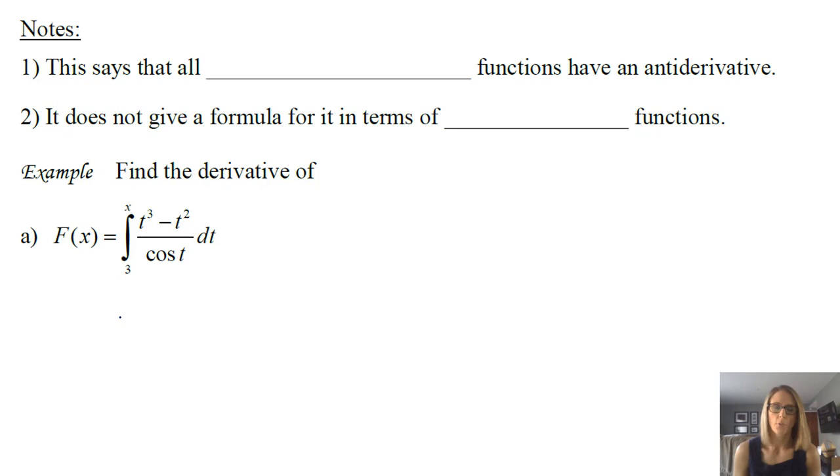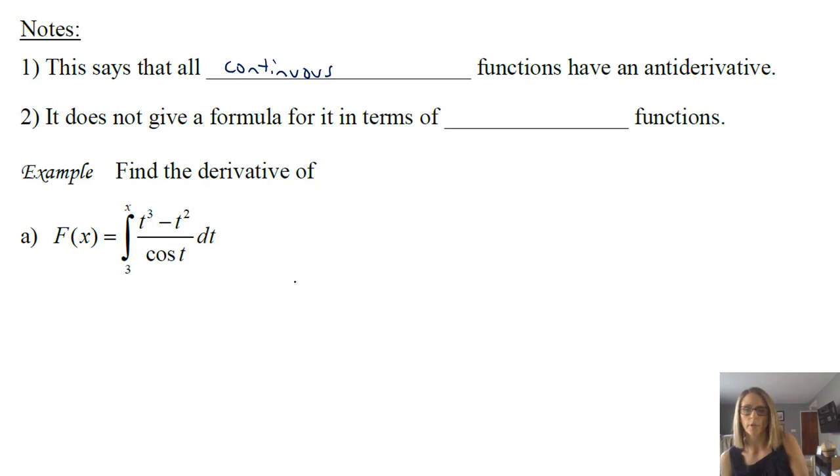Well, first I gotta throw in a couple notes. Okay, so this says that all continuous functions have an antiderivative. So do remember that just because a function is continuous doesn't mean that it's differentiable at each point. But what we do have is that every function that is continuous does have an antiderivative, meaning you can take the antiderivative of it or you can integrate it.